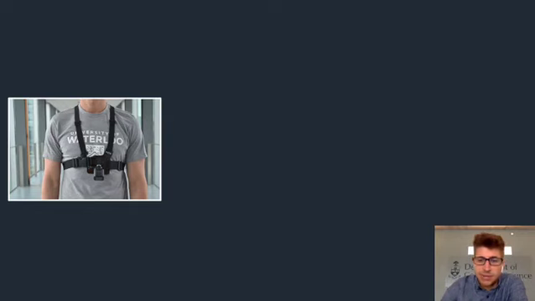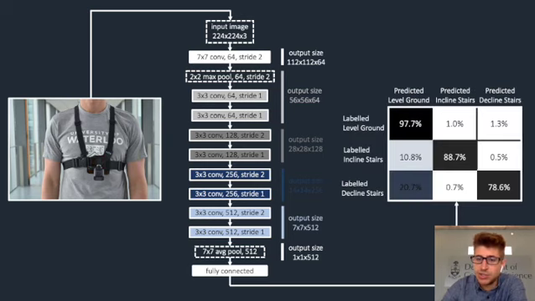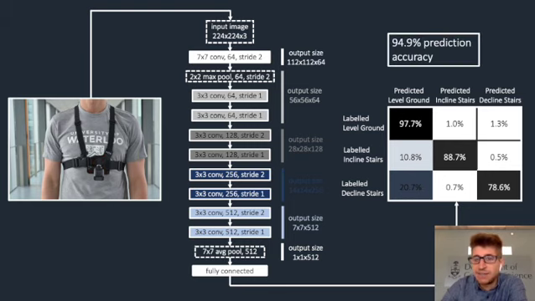These wearable camera images then served as inputs to a custom-designed deep convolutional neural network used for image classification, and the resulting multiclass confusion matrix showed that our preliminary system was able to achieve approximately 95% overall prediction accuracy on this real-world visual data.